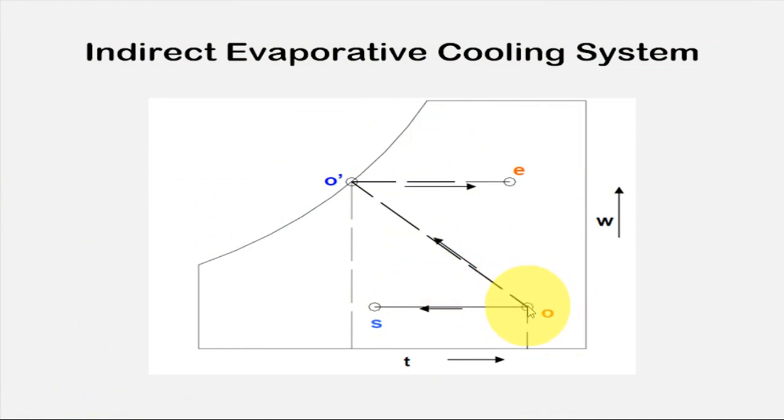So here outside air is there. This outside air will cool up to the wet bulb temperature, and this air will cool the supply air. So in the supply air, the dry bulb temperature reduces, with no addition of moisture. So this is the difference between direct and indirect evaporative cooling processes.